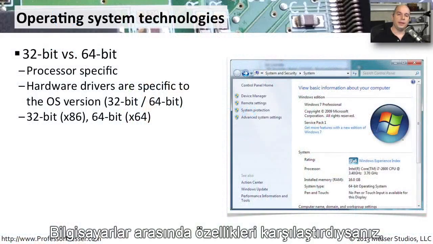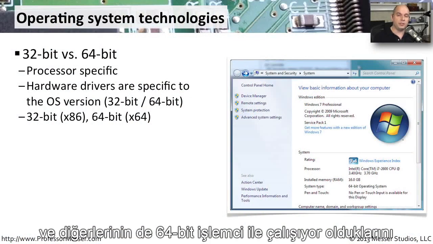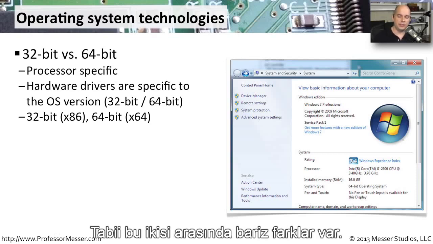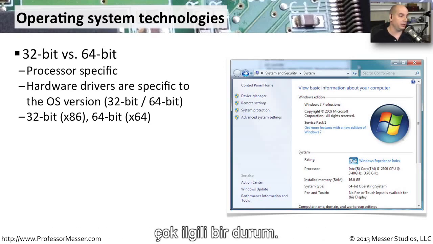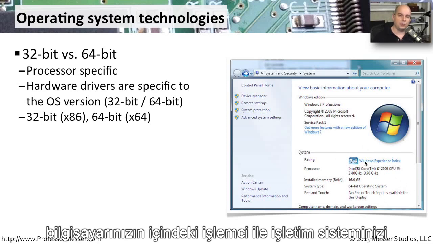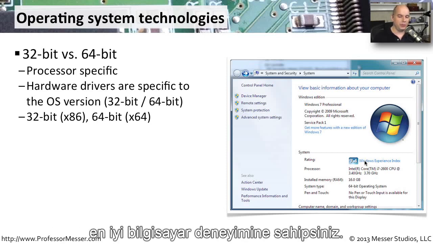If you've looked at comparing capabilities between computers, you may have noticed that some computers say that they are 32-bit devices and other computers say that they're running a 64-bit processor. Well, there's obviously differences between those two, and it's really relating to the processor that's being used in the computer. If you're using an operating system, then ideally you would want your operating system to match the processor that's inside of the computer so that you have the best possible computing experience.